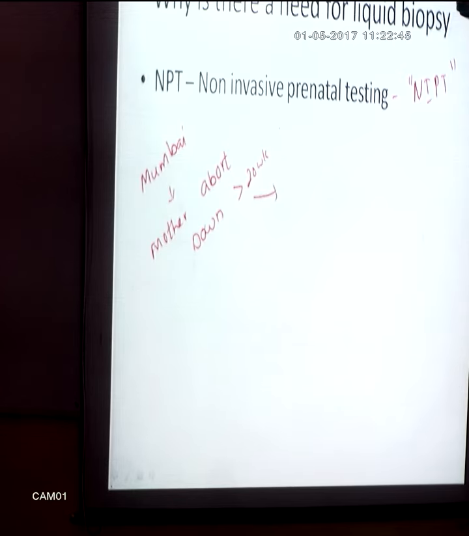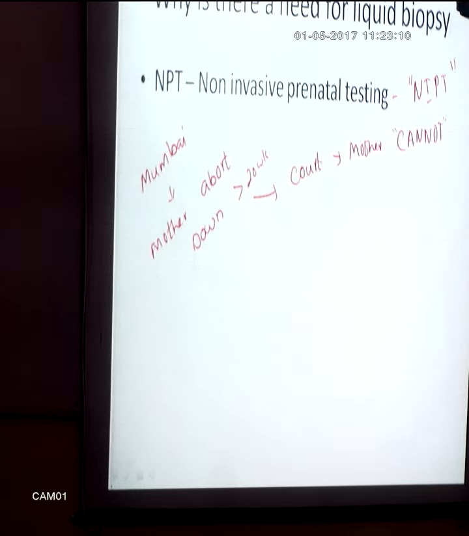So the court gave a verdict that the mother cannot abort. She has to give birth to the Down's baby and live with the Down's baby forever. That was the court's verdict because it is by law.